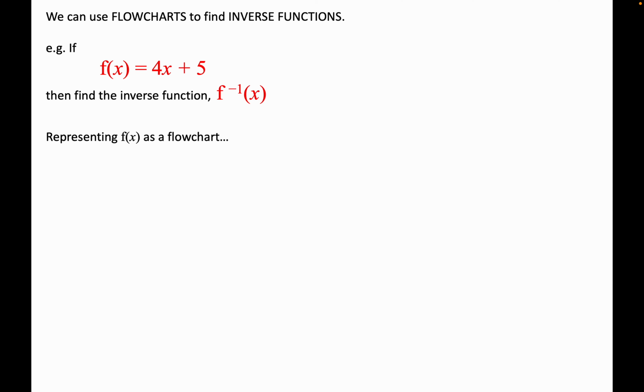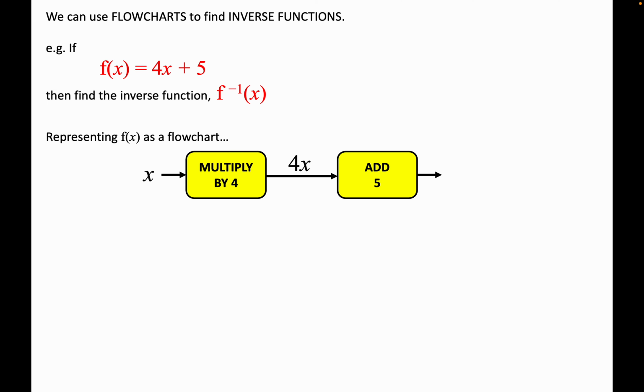So representing the original function f of x as a flowchart, you take x, you multiply it by 4, and then you get 4x. Then you take that, you add 5, and you get 4x plus 5. So those are the steps that you would take in calculating 4x plus 5. So let's think about undoing everything there. Let's think about going backwards through the flowchart, doing opposite things.